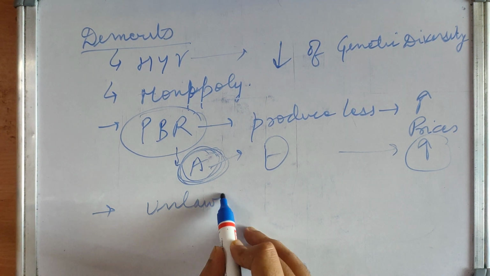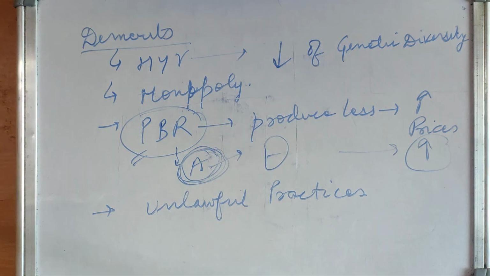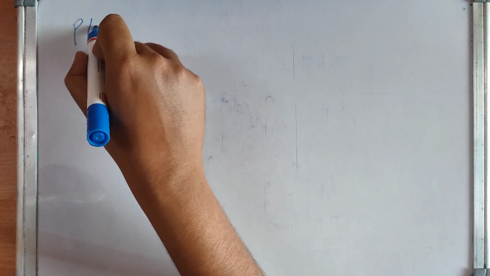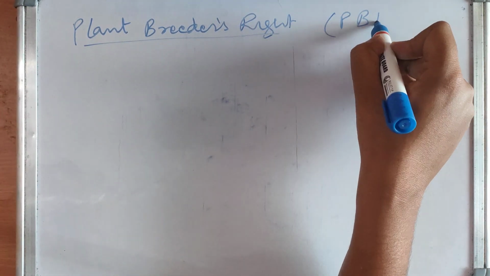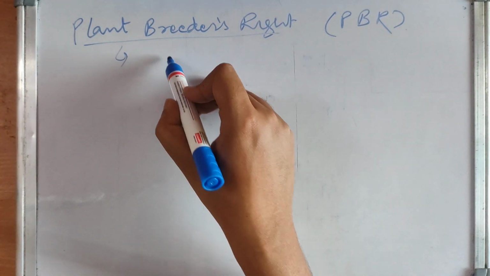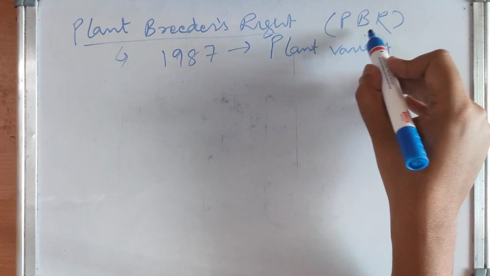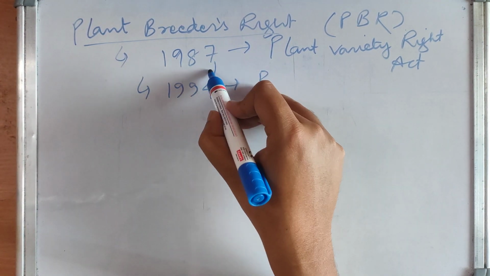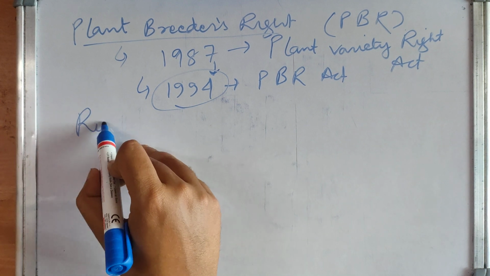It also encourages unlawful practices, as discussed here. So these are some of the demerits of this Act. Now moving on to the next topic, that is plant breeders' right. It is a program established in 1987 under the Plant Variety Rights Act, but in 1994 it was succeeded by the Plant Breeders' Right Act of 1994. So what are the rights protected here?